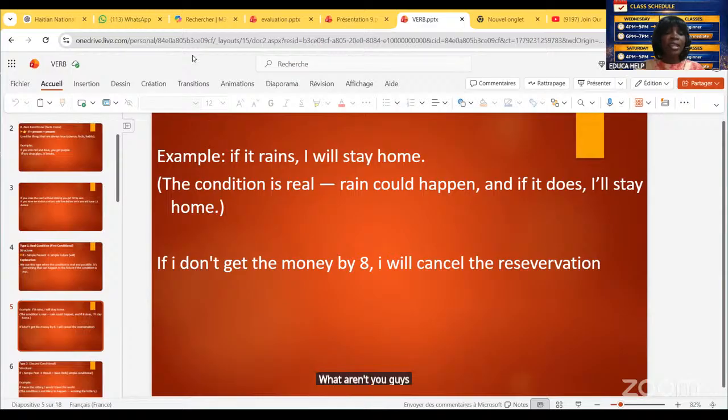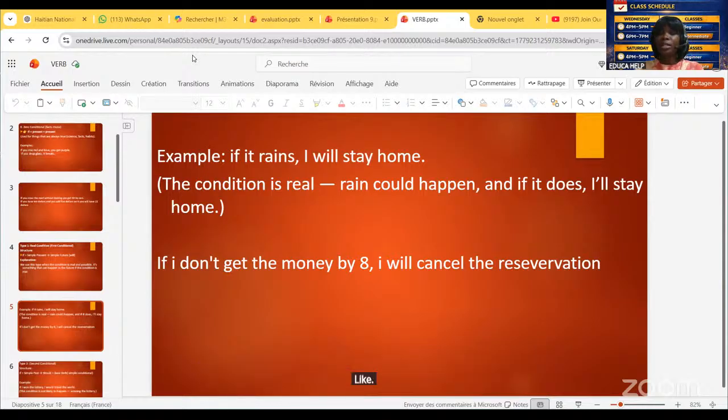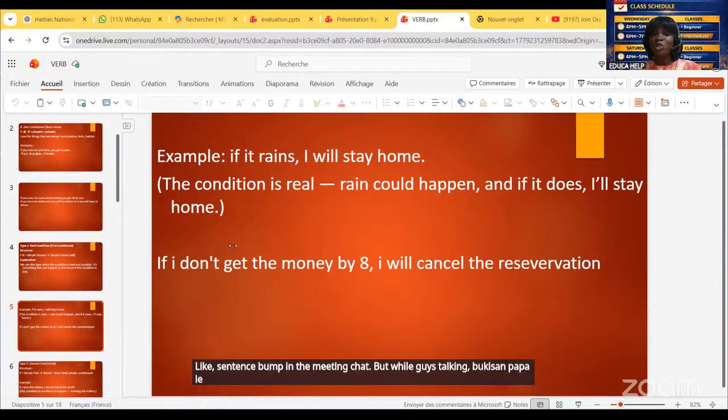Samlin, Valentina, Olivier, like you keep dropping sentence bombs in the meeting chat. But why are you guys talking? Por que ça ne pas parler? Se écrit ça man écrit phrase ça, oui, phrase yo bon, se écrit ça man écrit yo. Except Samlin qui parle, se écrit ça man écrit yo.